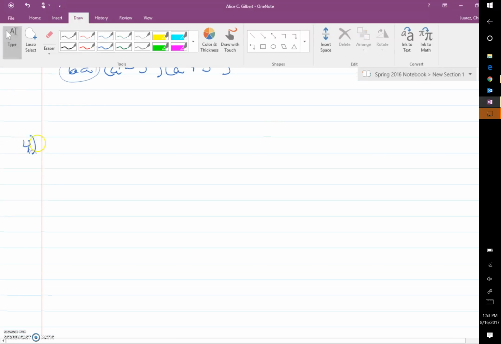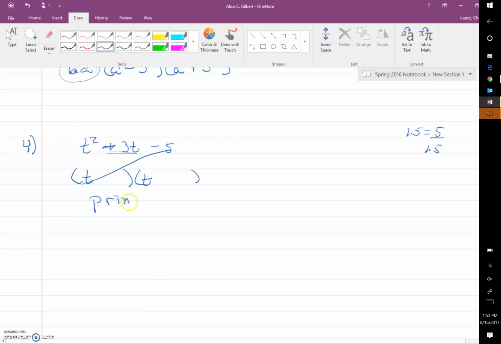And one last one here. T squared plus 3t minus 5. So rule number 1, greatest common factor. Nope. Rule number 2, not a special factoring form. It is a rule number 3, trinomial. So let's do this with a 1 coefficient for the squared term. 1 times 5 is 5, and that's 1 and 5. But there is nothing in the world that I can do to add these two together to get a +3. So I'm done. This is called prime.